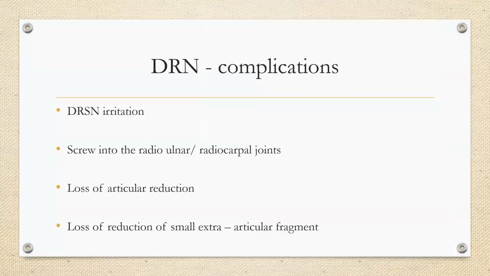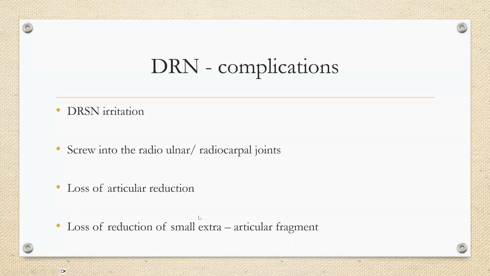So what are the possible complications of the distal radius nail? Primarily, with the initial exposure site, there's a risk of superficial radial nerve injury or irritation. And of course, since it's a fixed angle construct, if there is slightly varied anatomy, or if the reduction is improper, there might be screw penetration into either the radioulnar joint or the radiocarpal joint.